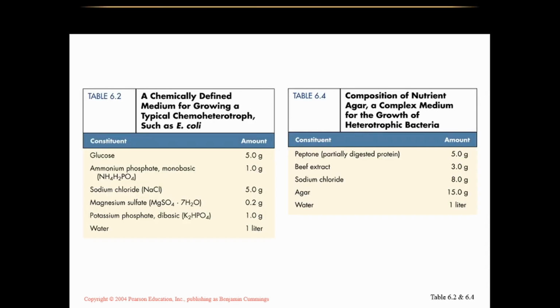So to help you understand that a little better, let's look at two recipes here. The one on the left is chemically defined, and the one on the right is complex. If you look at the chemically defined one, you'll see that everything in this medium is known. The quantities are given, and on the left side of the recipe you can see exactly what's being put into this medium. On the one on the right, the complex medium, you have peptone, which is partially digested protein.